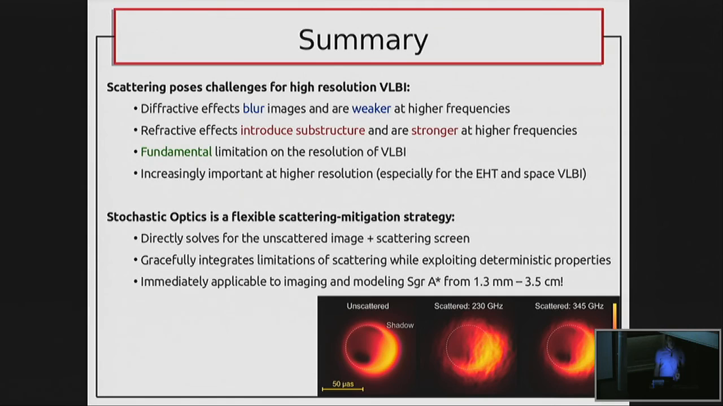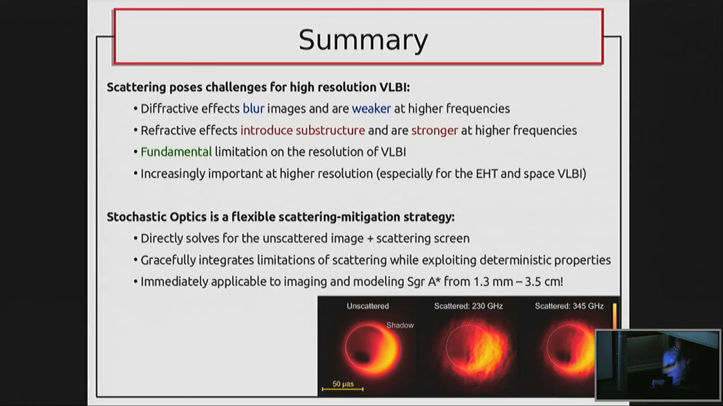Diffractive scattering introduces this blurring that gets much weaker at higher frequencies, and this was the push to high-frequency VLBI. But paradoxically, there's this other effect of scattering that does exactly the opposite. It introduces substructure and gets stronger at higher frequencies. And this is a fundamental limitation on VLBI. You can't get around it by building a bigger array or pushing to higher sensitivities. All that does is give you a better approximation of the scattered image.